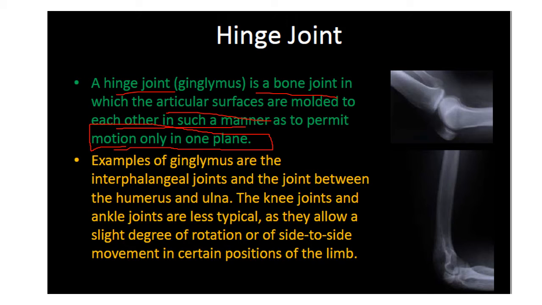For example, the joints between the humerus and ulna, which is also called the elbow joint, and the knee joints. The ankle joints are less typical, as they allow a slight degree of rotation from side to side. For example, the hand can bend this side and again come back to its original position. And the leg also can bend here and again come back to its original position. This is called a hinge joint.